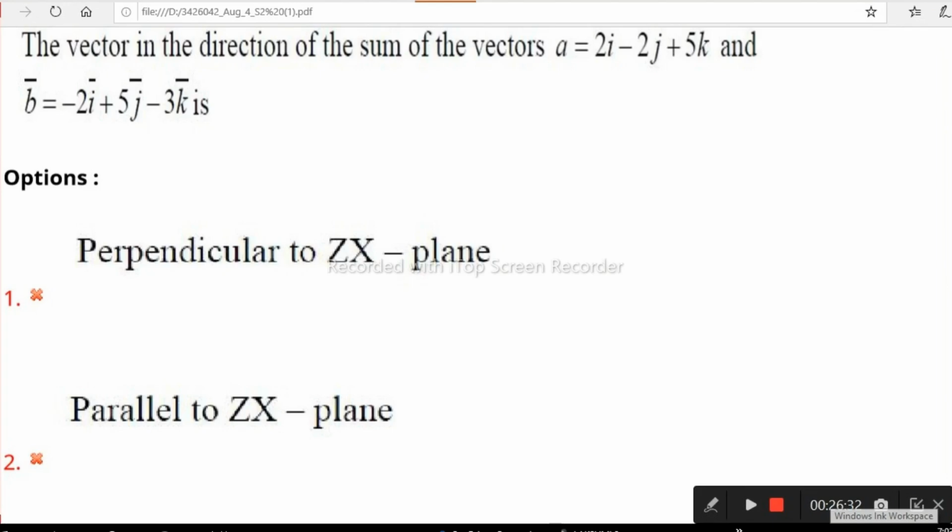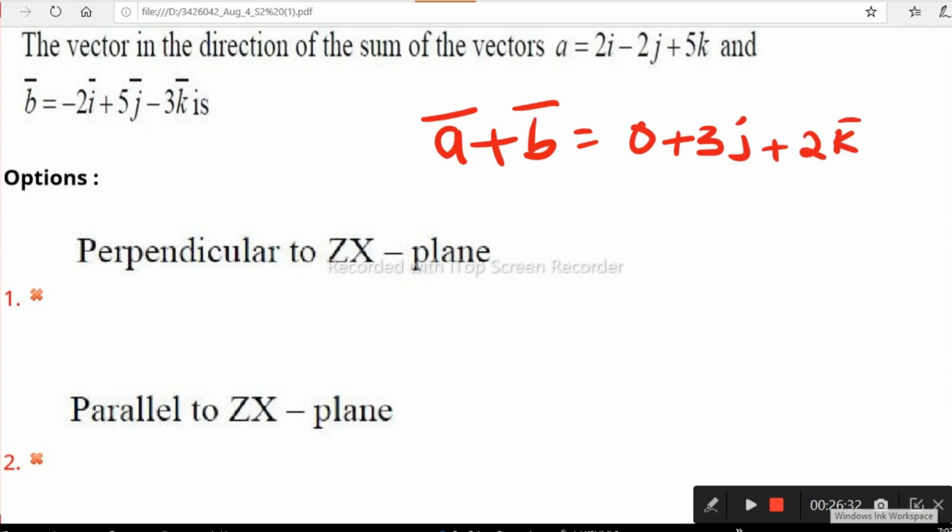What is given here? The vector in the direction of the sum of the vectors. So what is a vector? He is asking for the position vector in the direction of the sum of the vectors. Simply, what is the addition of two vectors? We will see now. What are A and B here? You have to recognize A plus B, the sum of these two vectors. By adding these two, minus 2i plus 2i is 0, and plus 5j minus 2j is plus 3j, and minus 3k plus 5k is plus 2k. We can observe that the sum of this vector is 0, 3, 2.